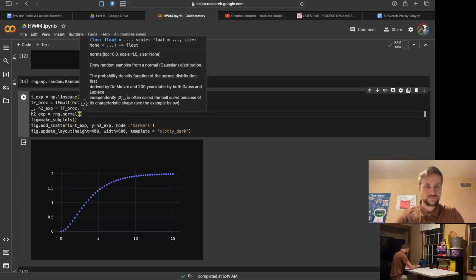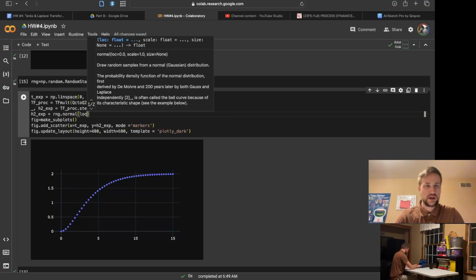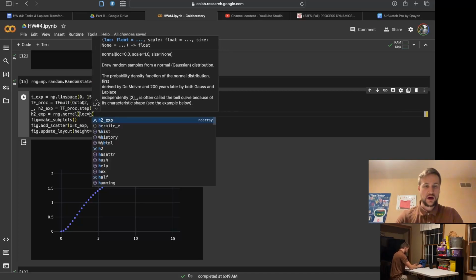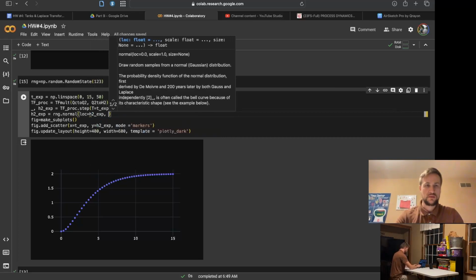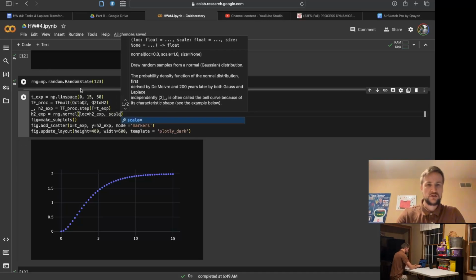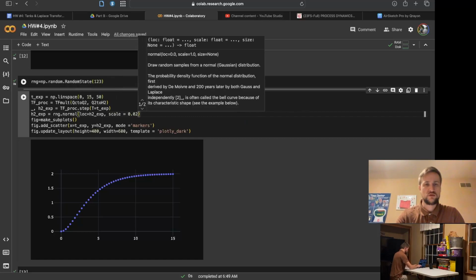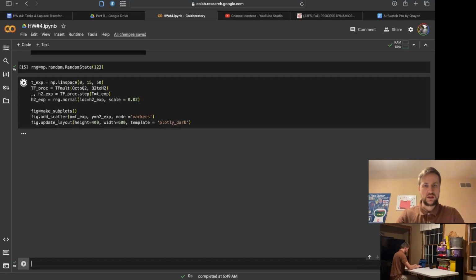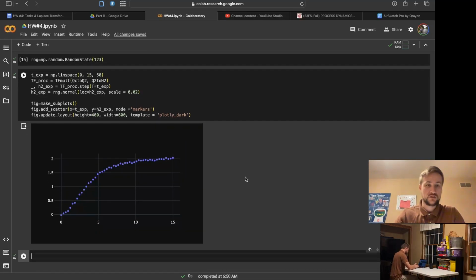And then we have our location being, what we're doing is we're going to have our location be the original experimental height in our second tank, and then we're going to give it a standard deviation of, we said, 0.02. So let's go ahead and run the data here. Now this looks a little bit more like what experimental data would look like, where we've got some error in our system.